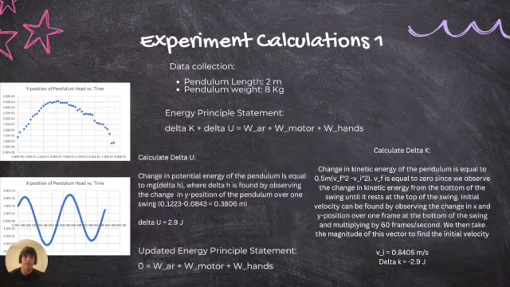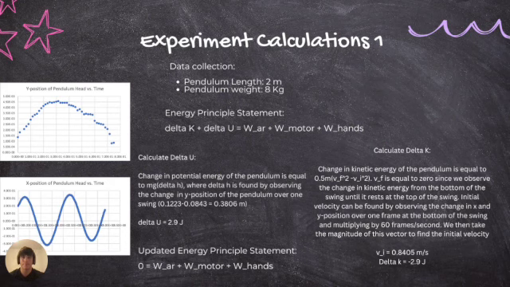From the experiment and design of the clock, I observed that the pendulum length is 2 meters and the weight of the pendulum is about 8 kilograms. I then created the energy principle statement for this experiment. Delta K plus delta U is equal to work done by air resistance plus work of the motor plus work done by the hands of the clock.